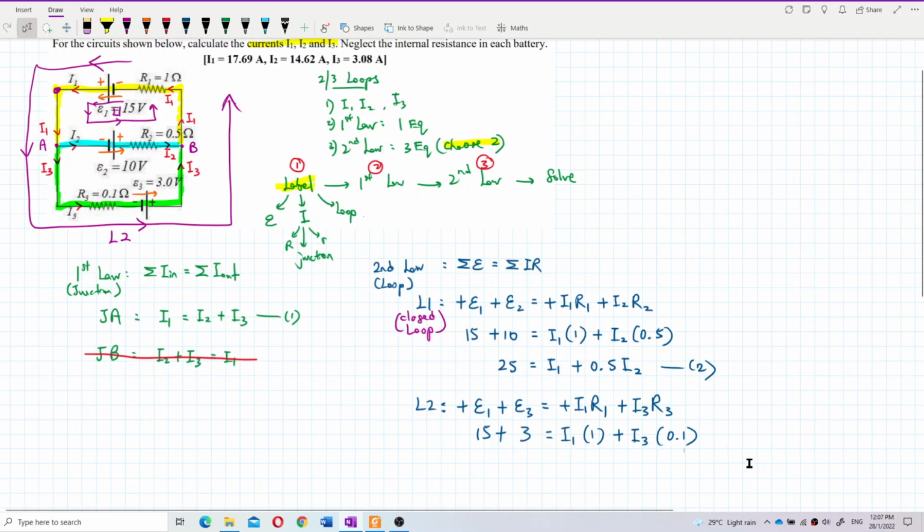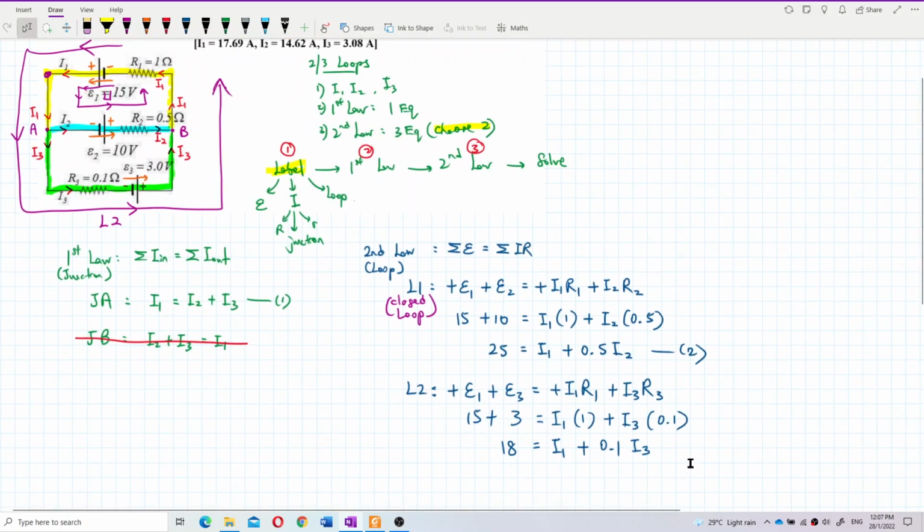All positive, very good. So now we put in 18 equals I1 plus 0.1 I3. Okay, I got another equation already, this is the third equation. For the second law I got two equations, and for the first law I got one equation. So there are three unknowns: I1, I2, I3, and I have three equations.